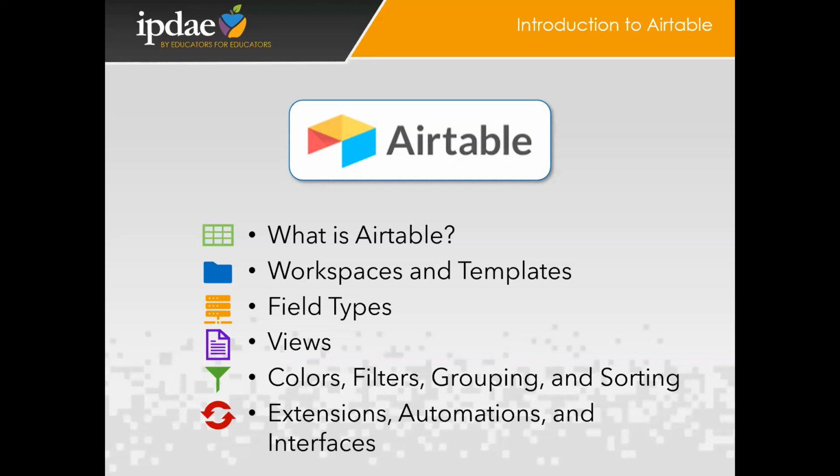So today's webinar, we're going to cover a few key components of Airtable and how they operate. First, we're going to jump into what workspaces and templates are. After that, I'll cover the different field types that are available to create in each of these spreadsheets. And after that, we'll go into the various views, the ones I just mentioned, such as form view, grid view, and Kanban. Then we'll talk about colors, filters, and grouping, and of course, how to sort all of your data. And finally, we'll end with a brief overview of the various extensions, automations, and interfaces available in Airtable, because that is really what differentiates it from Excel.